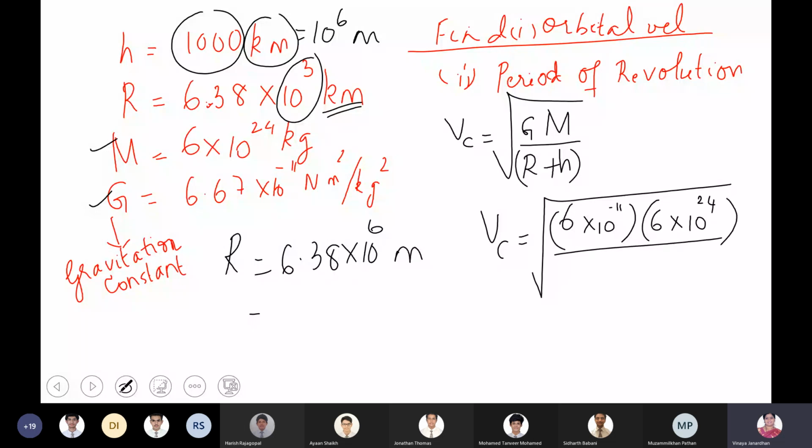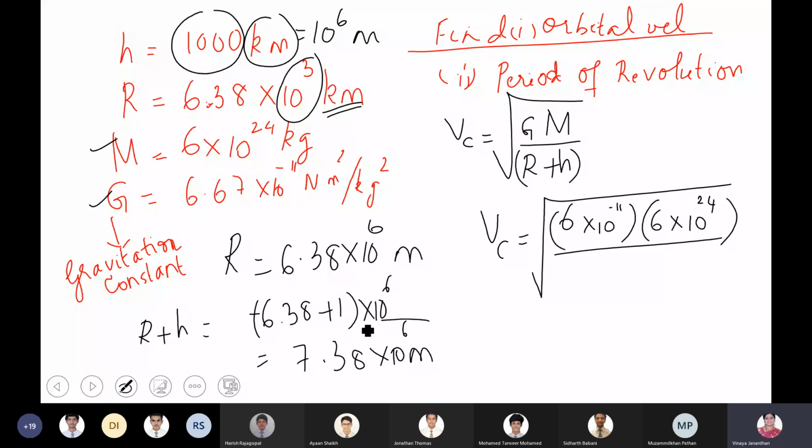Now R plus H will be equal to 6.38 plus 1, into 10 to the power of 6, correct? So what is that? 7.38 into 10 to the power of 6 meters. Fine. Even here I'll round, because if you are finding it difficult, I'll round it over here. So I'll make this as 7, 7 into 10 to the power of 6. 7 is fine.